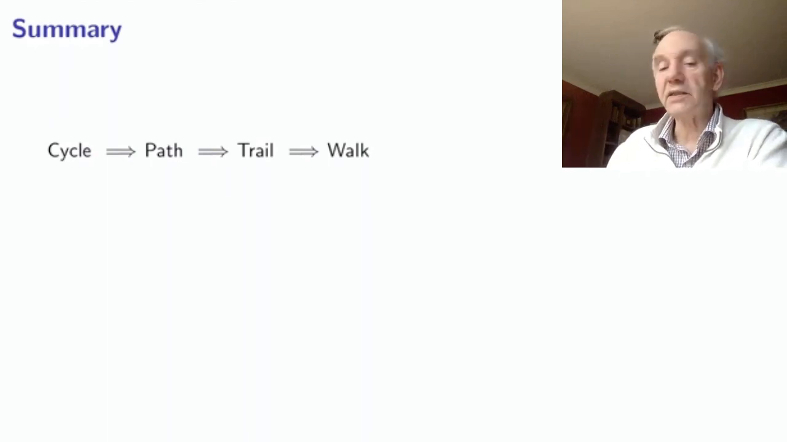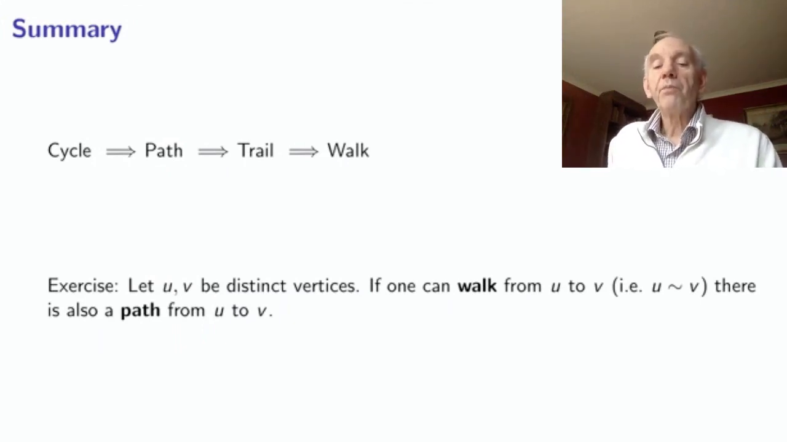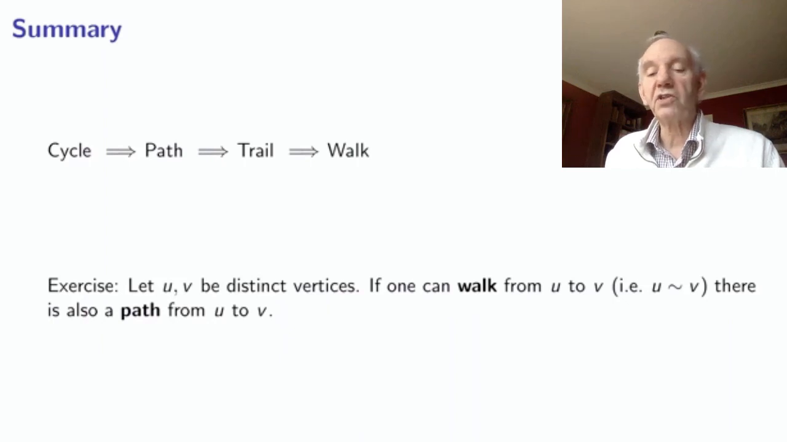And just one exercise to finish with. If you have 2 distinct vertices in a graph and you can walk from one to the other, to find the equivalence relation I mentioned, where walk means just any sort of meander from one to the other, you can actually find a path from one to the other. That means you're not repeating any vertex in the middle. And it's fairly easy that if you've got a walk, you can just remove edges if necessary to convert that walk into a more efficient path. Okay, I'll stop there.